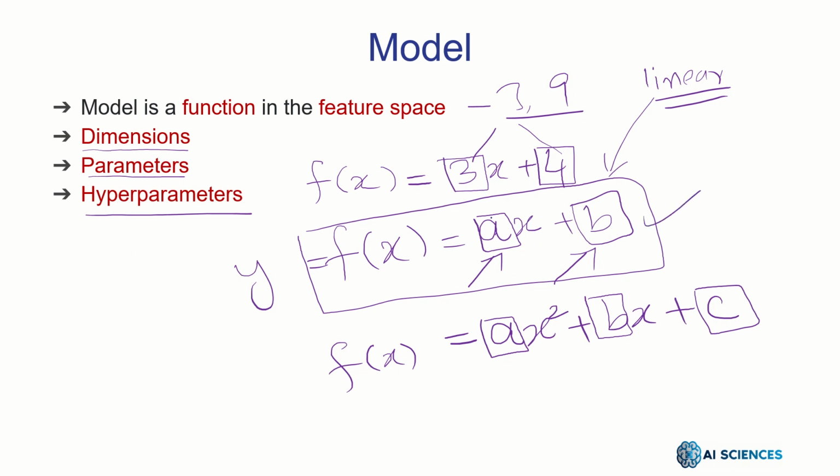What should be the value of A? What should be the value of B? If it's a 2-degree polynomial, then what should be the value of A? What should be the value of B? What should be the value of C?